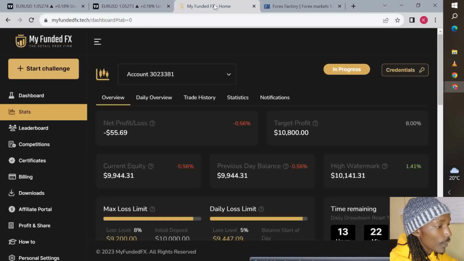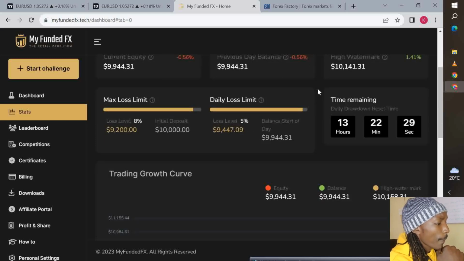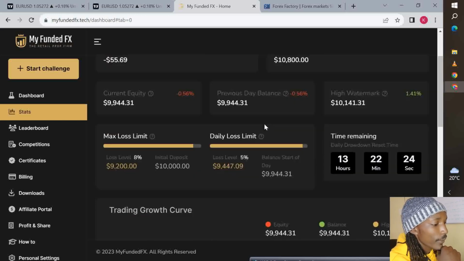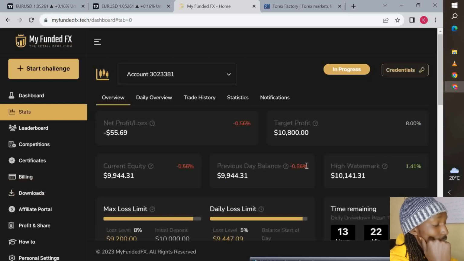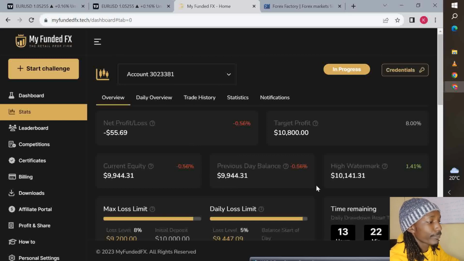Okay, so let's go to our challenge. Here we have a loss of $55. That's 0.56% loss. As usual, our target is 8%, which is $800. We have our equity at 9,944. This is our curve here. Daily loss limit, everything is intact. So this is our challenge. This is where we are right now as we start this week, episode 5. This is how the interface looks.